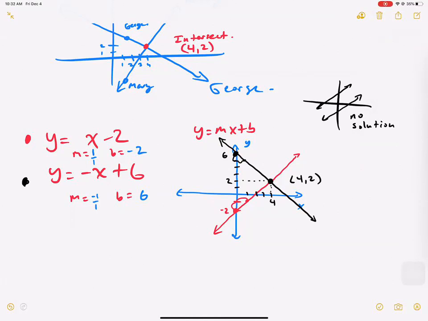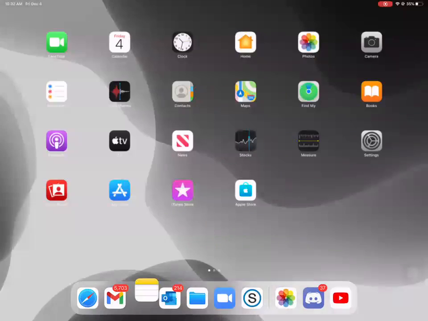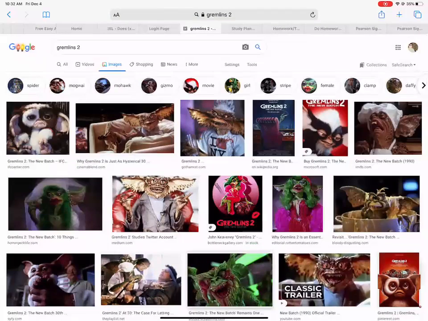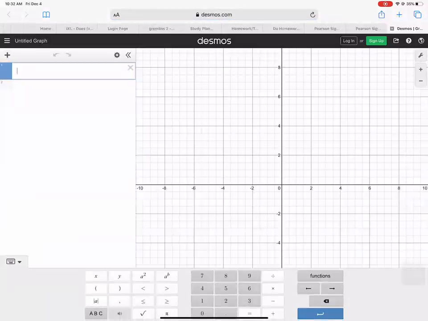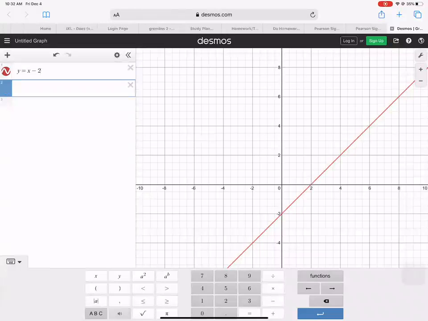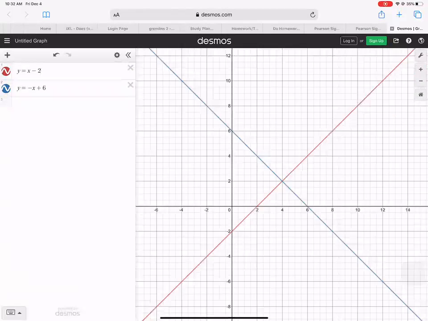If we were graphing this on a computer, you know what? We can do that. Let me take this to Desmos, because Desmos is cool. But Desmos doesn't help me learn anything. It just kind of graphs it for me. Let's take a look at Desmos. If I write the equation y equals x minus 2, that's my first graph, which is what we had drawn. The second graph will be y equals negative x plus 6. As we can see, the line intersects like ours also did.